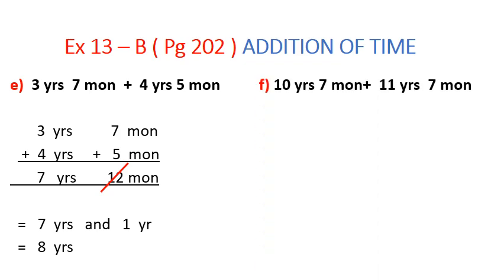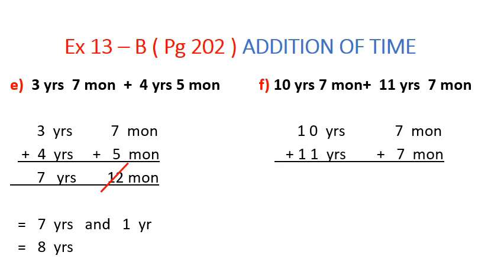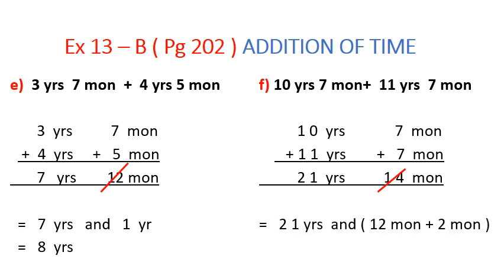Now, let us see the next question. 10 years 7 months plus 11 years 7 months. So what to do, children? First of all, arrange them one by one down in two groups, years and months. Now we are going to add them in two groups. We will get 21 years and 14 months. Now think of 14 months. 14 months is same as 12 months plus 2 months. Now 12 months is same as 1 year. So it will become 22 years and 2 months.